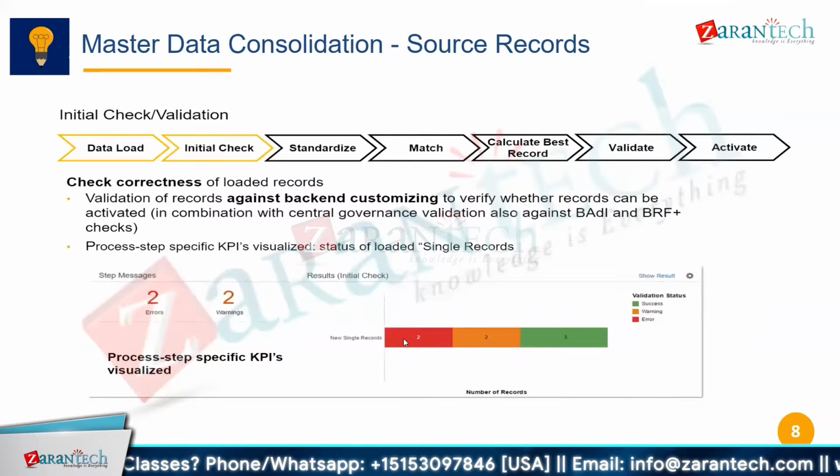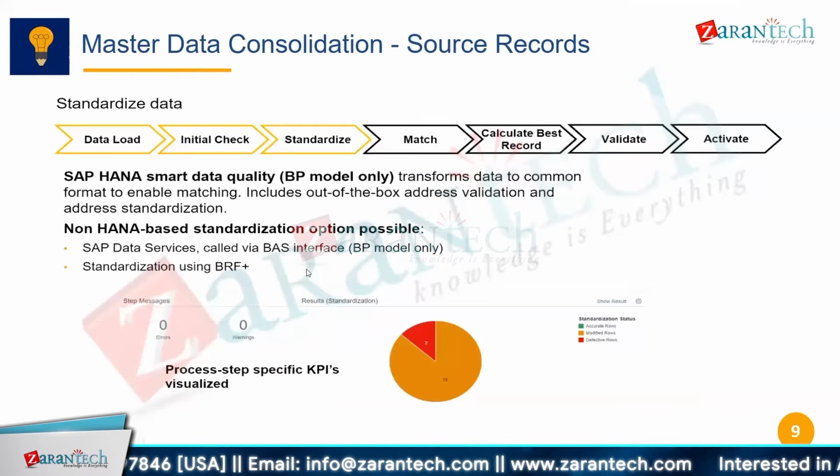Here you can see how many records are in error, how many records are added, and how many records are green, which means correct. You can see the number of records also, and the standardization, process step specific KPIs. Here also it will get validated. All the data services and the backend BRF plus will be called. If you want, we can add additional BRF validation checks, and the rules will be triggered, and then it will give you the results in this step.